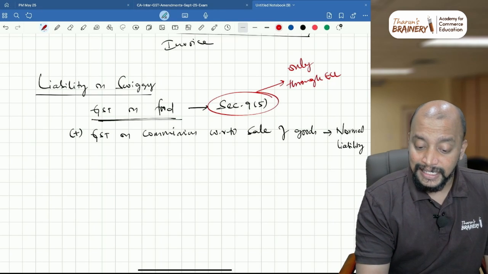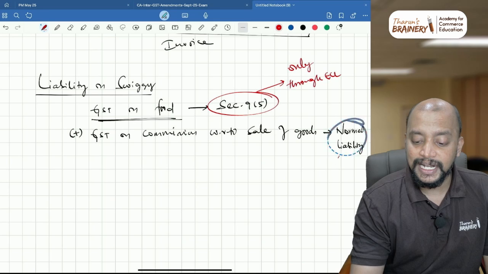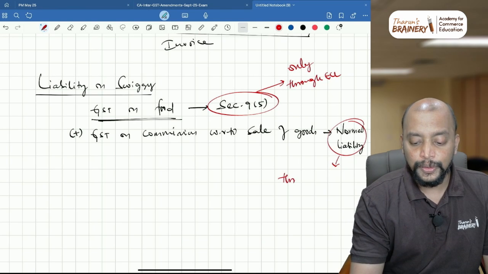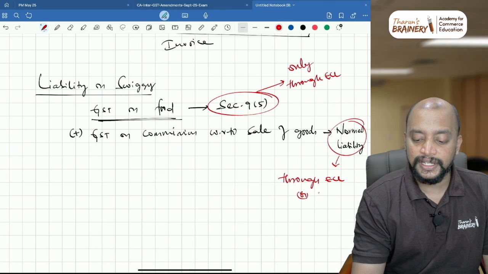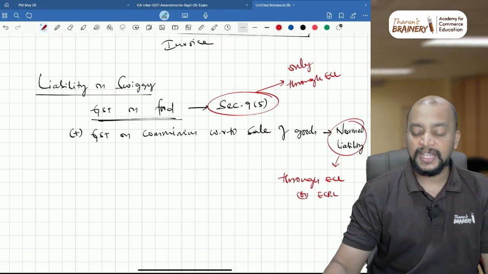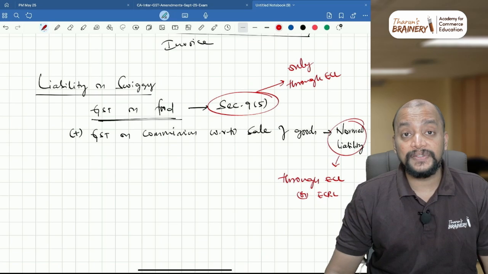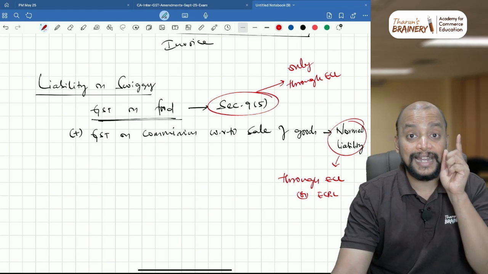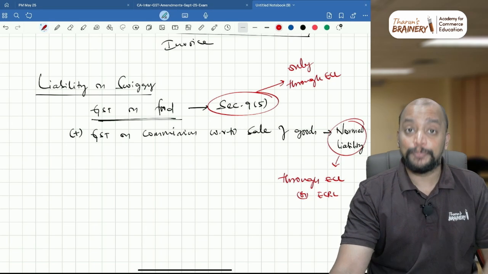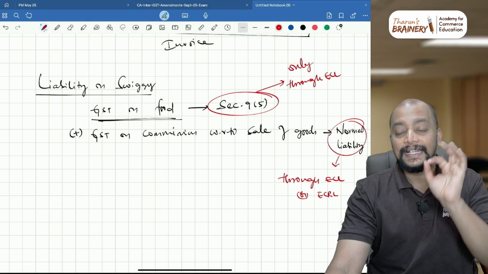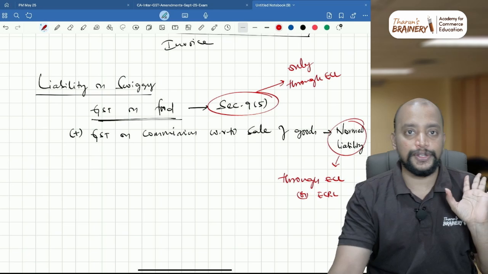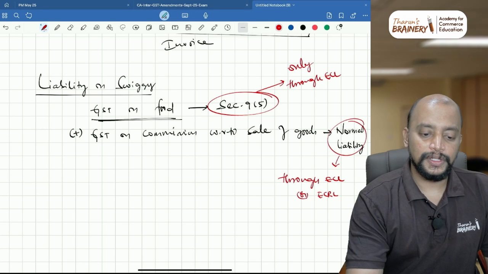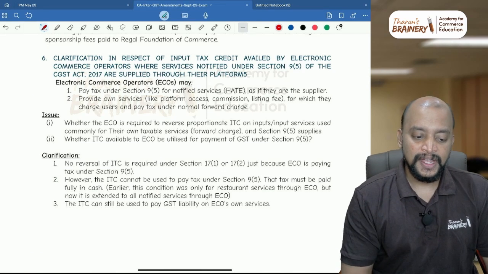whereas this GST on commission normal liability is through cash ledger or credit ledger. They can use both credit ledger as well as cash ledger for making payment of this normal liability, but that 9(5) liability alone they have to pay using cash ledger. Credit ledger not possible, okay. So that's what is given here.